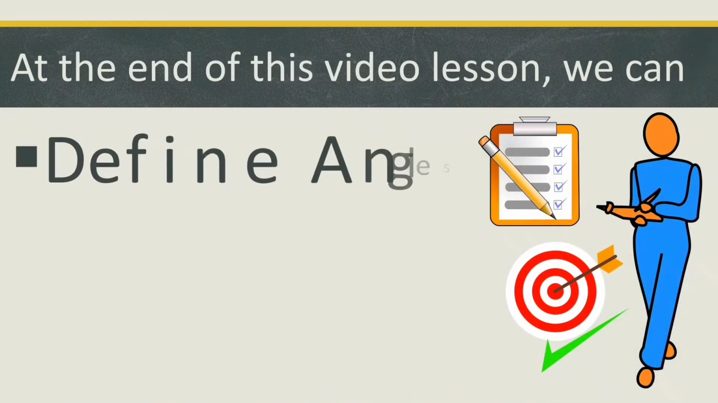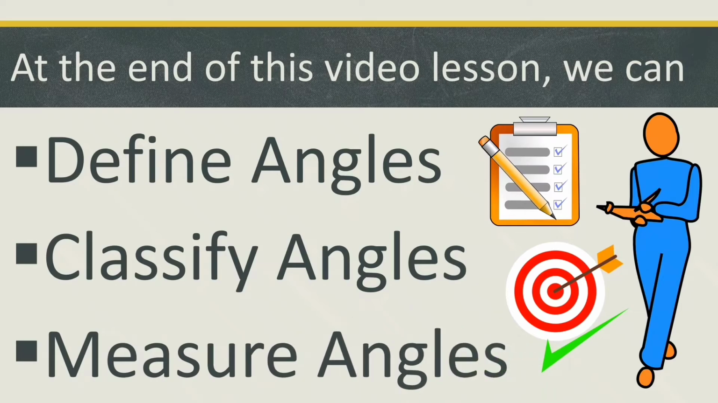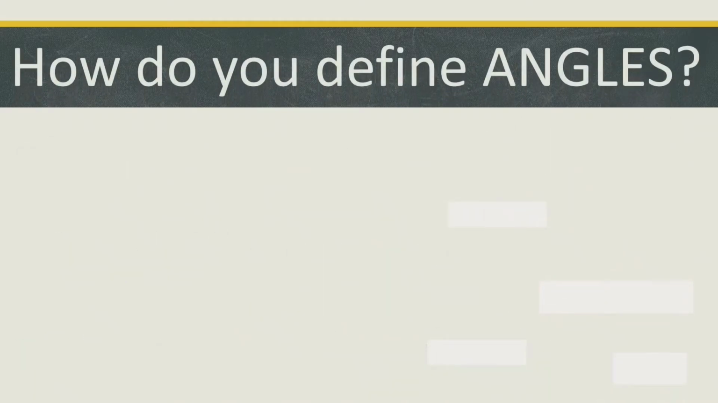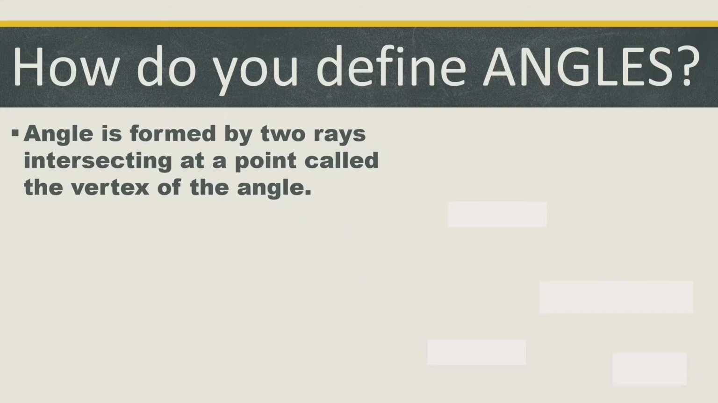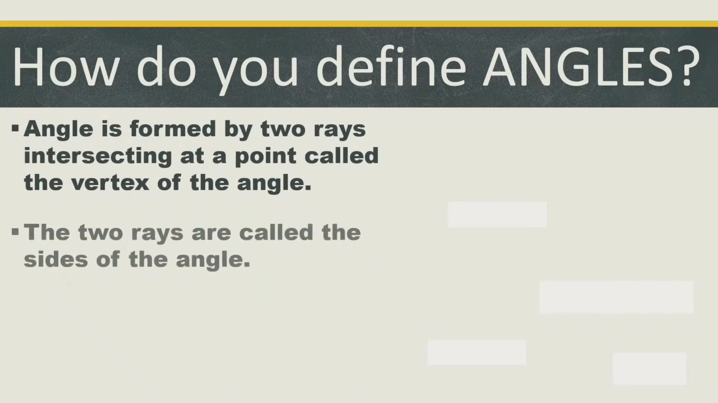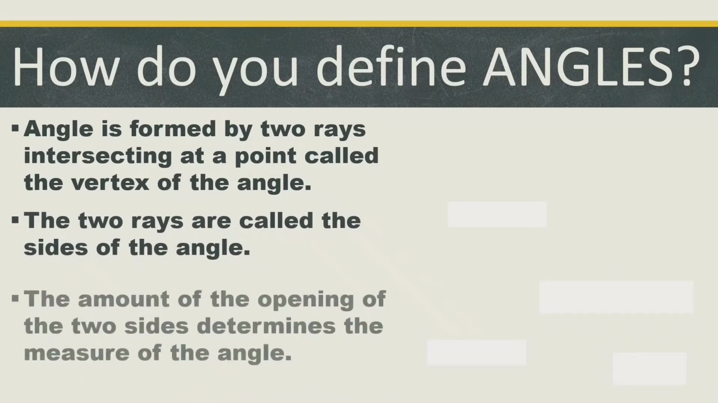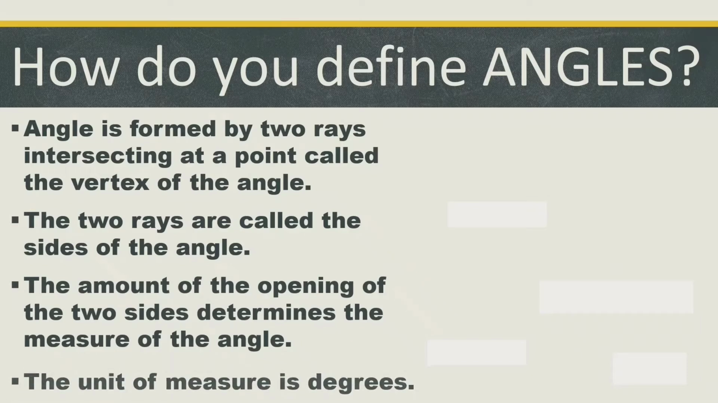At the end of this video lesson, we can define angles, classify angles, and measure angles. How do you define angles? An angle is formed by two rays intersecting at a point called the vertex of the angle. The two rays are called the sides of the angle. The amount of the opening of the two sides determines the measure of the angle. The unit of measure is degrees.